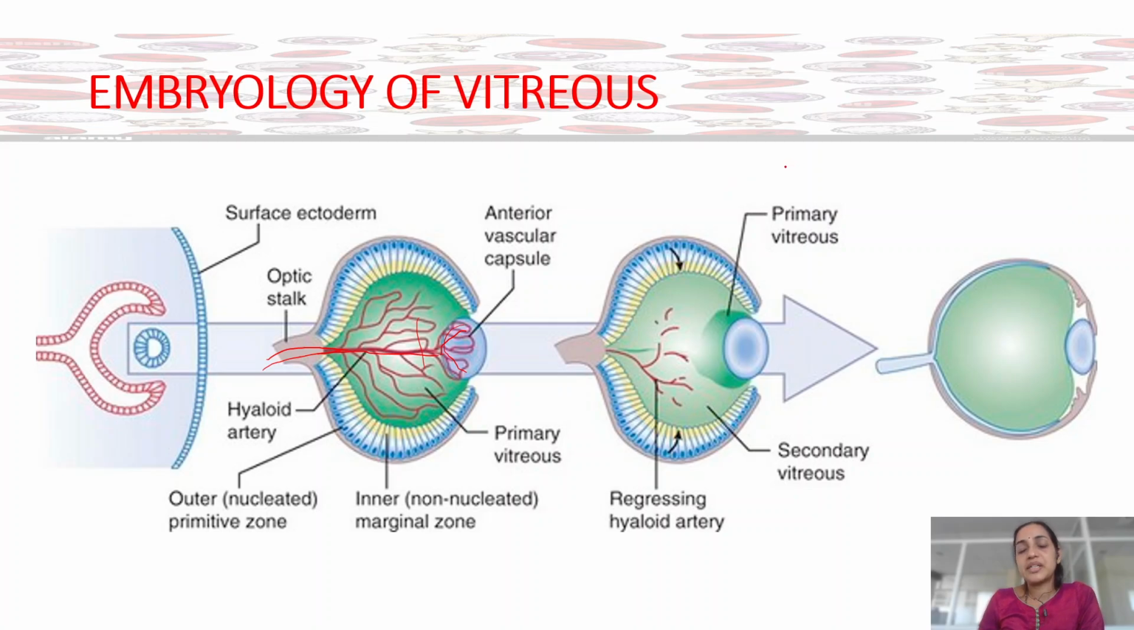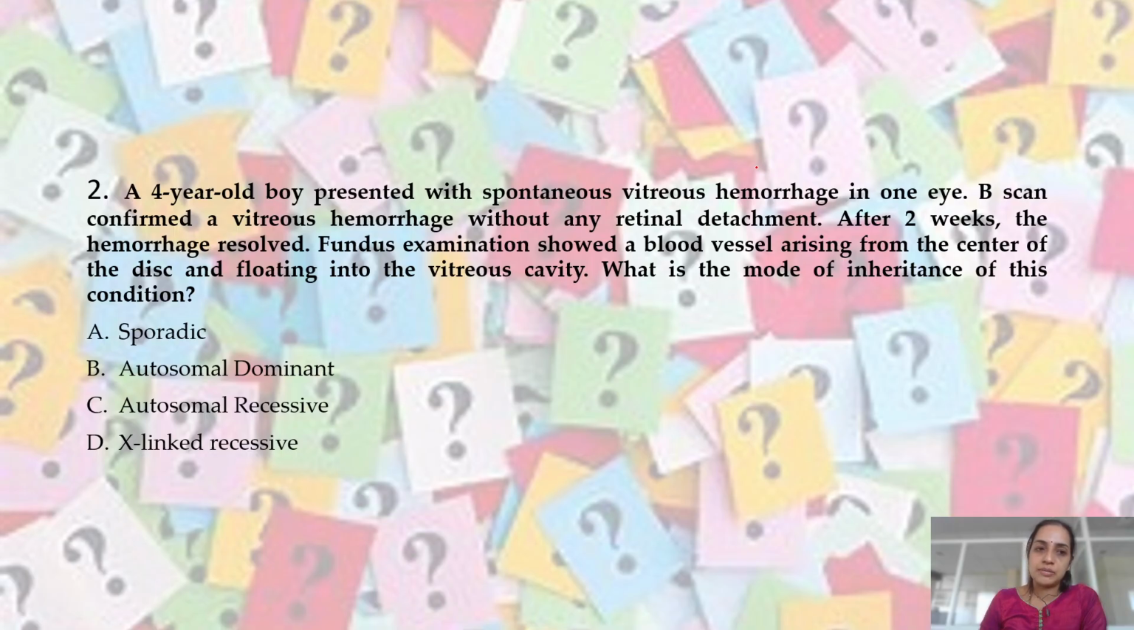So some people might ask you, what is tertiary vitreous? Tertiary vitreous is represented by the zonules of the lens.